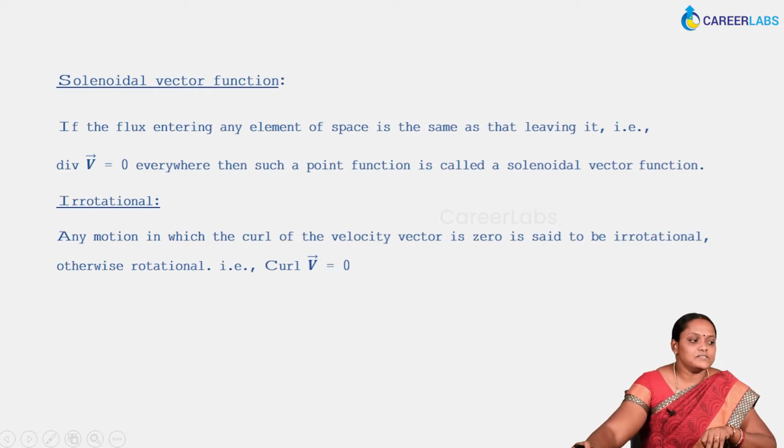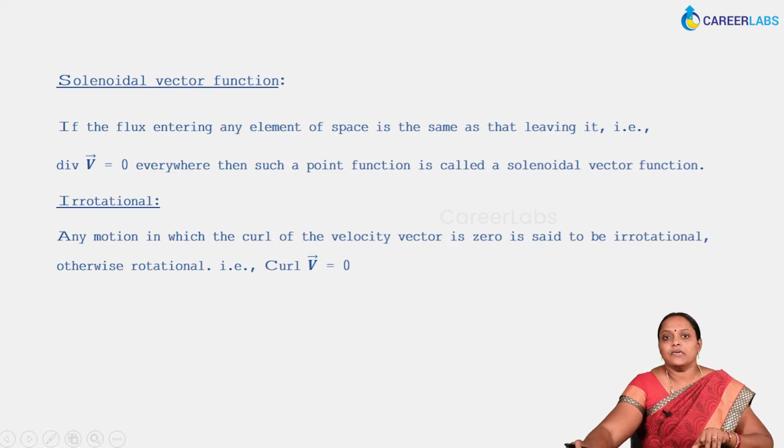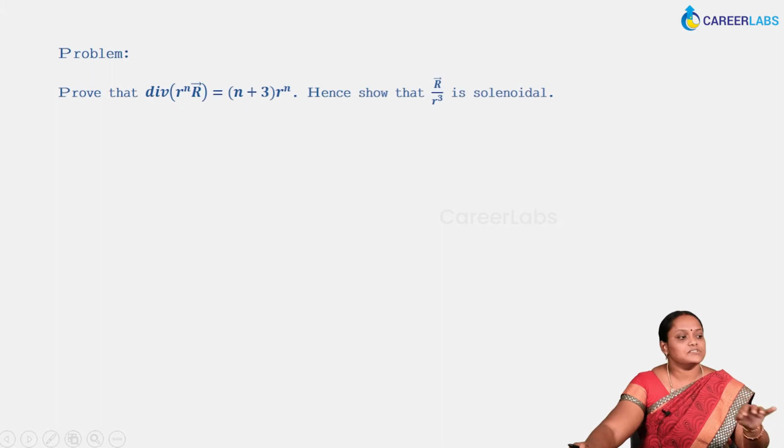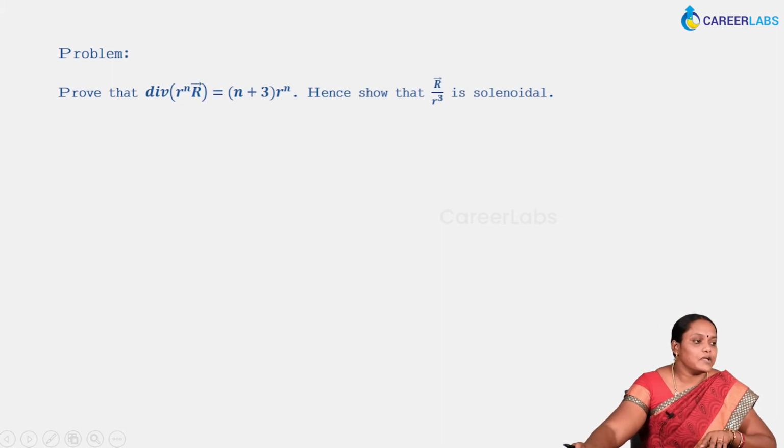Irrotational is any motion in which the curl of the velocity vector is 0. Otherwise it is rotational. That is, curl v vector equals 0. Now let us start with the problem. Prove that divergence of r^n r vector equals (n+3) r^n. Hence show that r vector by r cubed is solenoidal.